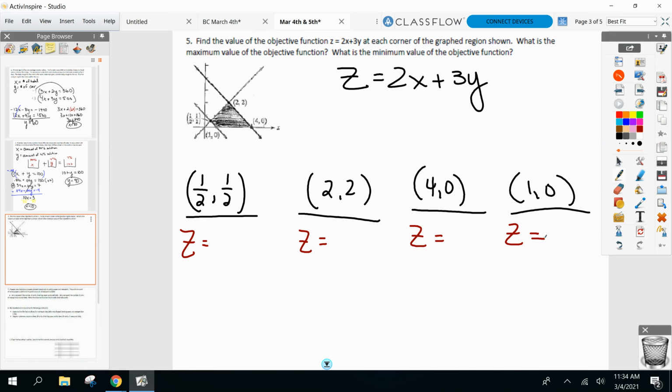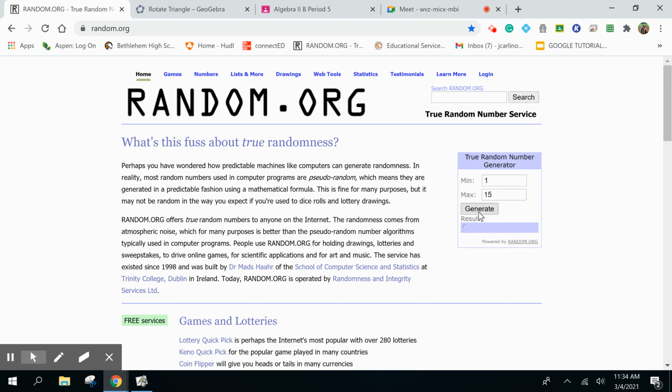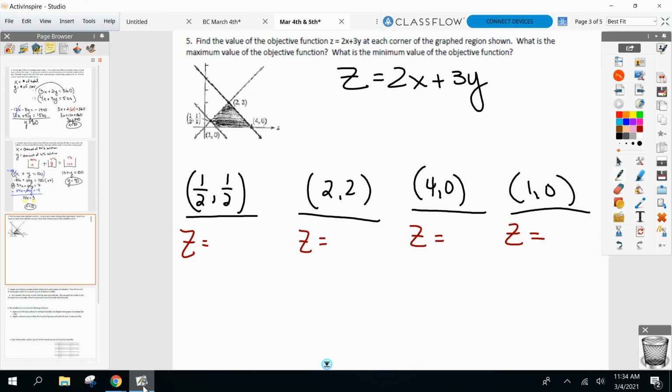All right, hopefully you guys are just finishing up here. What'd you get for the Z value at each corner? Sophia, you're up. What'd you get at the Z value each corner here? 2.5, got it. 10, yep. 8 and 2.